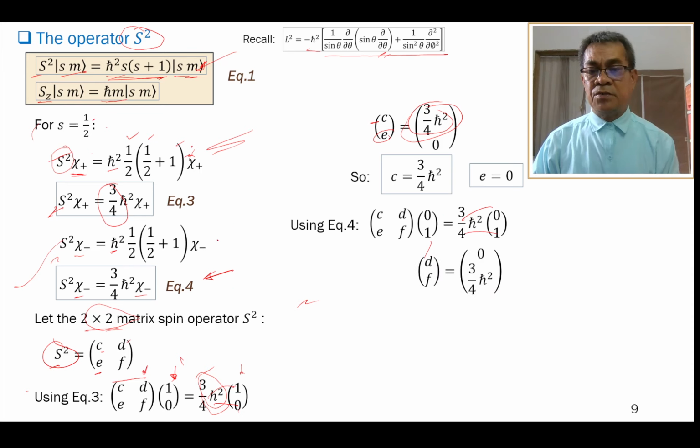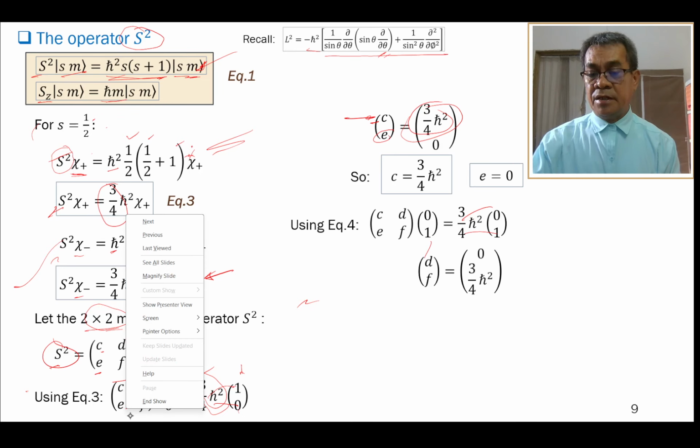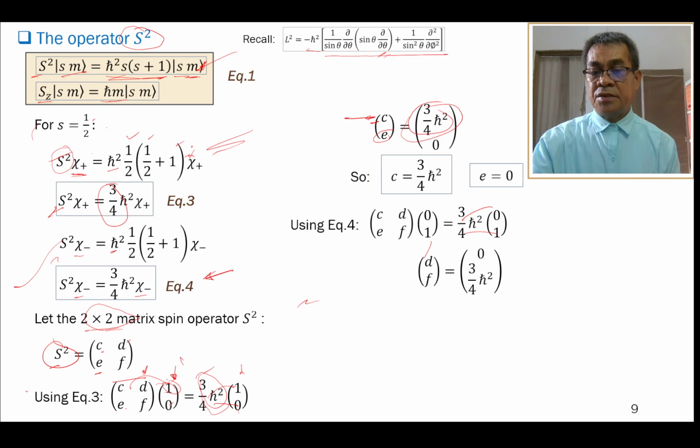Again, you have to review the matrix multiplying, 2 by 2 times 2 by 1. So this should be 1 times C plus 0 times D. Add the two, so C plus 0, the answer is C. Now this time, 1 times E added by 0 times F. So you have to add the two.